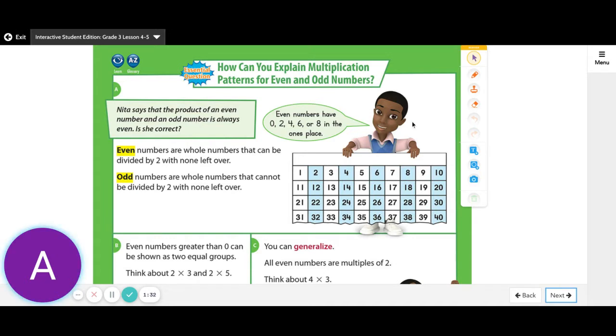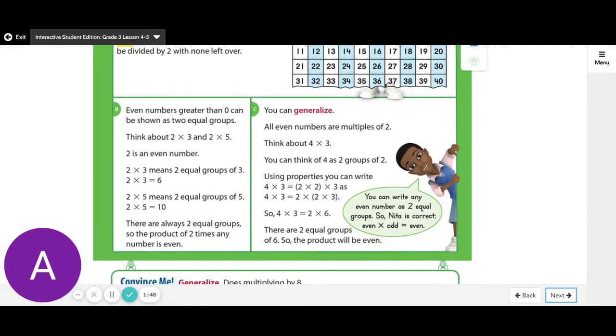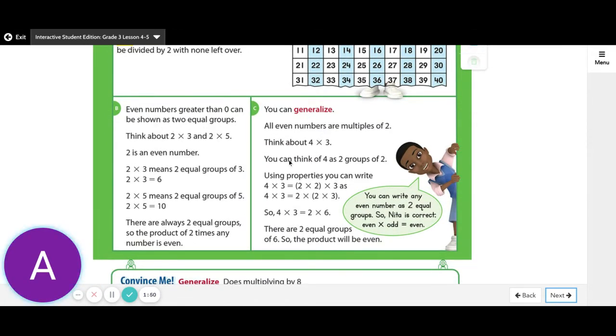Nita says that the product of an even number and an odd number is always even. Is she correct? So let's review. Even numbers are whole numbers that can be divided by 2 with none left over. Odd numbers are whole numbers that cannot be divided by 2 with none left over. So even numbers have 0, 2, 4, 6, or 8 in the ones place. Let's look at B. Even numbers greater than 0 can be shown as 2 equal groups. Think about 2 times 3 and 2 times 5.